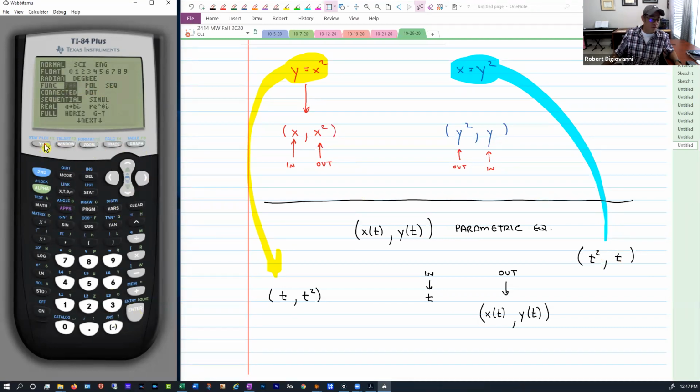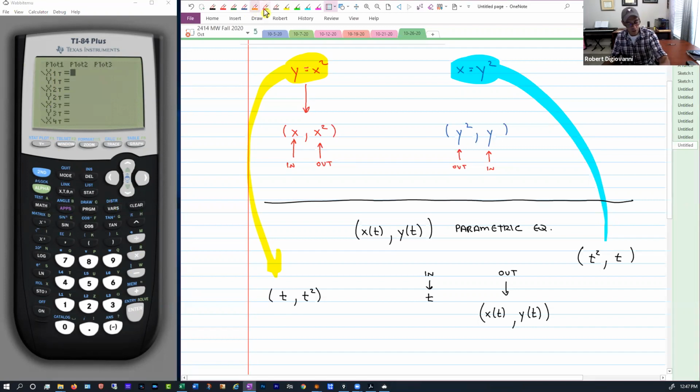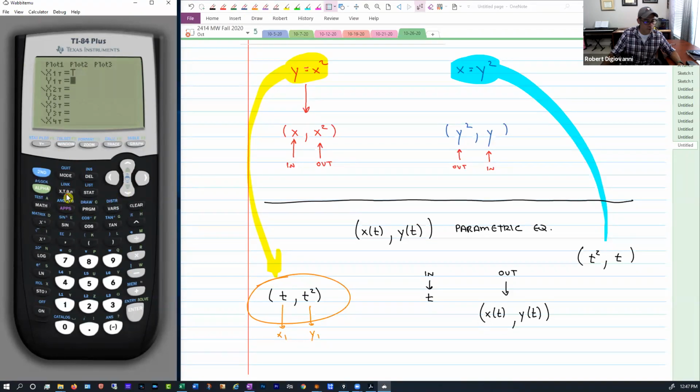And now I'm going to hit y equals again. And this time what you're going to see is that instead of saying y1, y2, y3, it says x1, y1. So it's asking you to look at, let's do this one right here. It's saying this one is x1 and this one is y1. So what you need to do here is just for x1, we're going to put t, which just hit your variable key. It should put a t there. And then move down and put t squared on the next one.